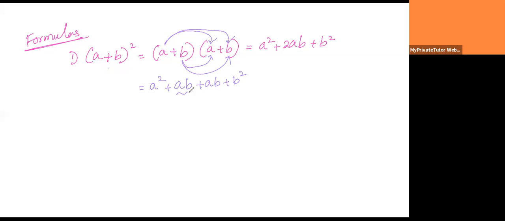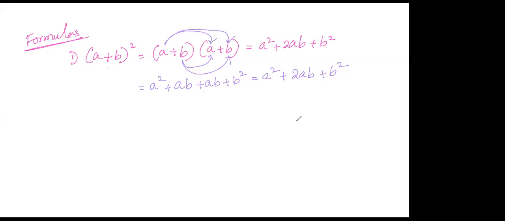So you can see that in between we have ab and ab, which is 2ab. That's what the answer is. You can see the answer: a square plus 2ab plus b square, guys. I hope you guys understand now. What do you think? Okay, great. Mohammed?